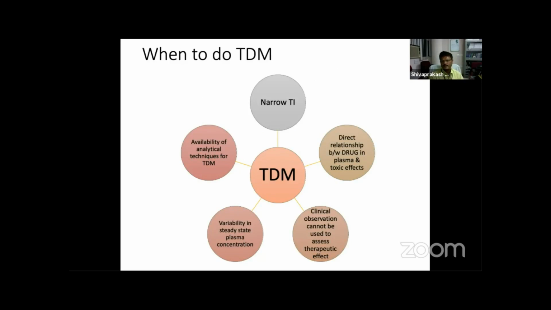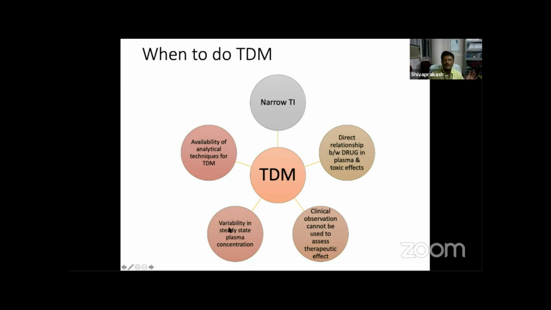So when to do TDM? As I told you, when you have a narrow therapeutic index, and when there is a direct relationship between the drug plasma concentration and toxic effects. When it is known that above a particular concentration you have toxic effects, then you need to do therapeutic drug monitoring. And in many situations of deep fungal infection, we do not have any particular clinical sign to say whether the patient is improving or not, so it takes a longer time. At that time, whether to increase or decrease the drug to get good efficacy, you don't know. In those situations, again, you need therapeutic drug monitoring.